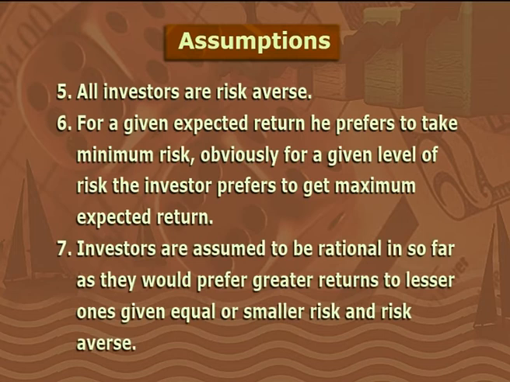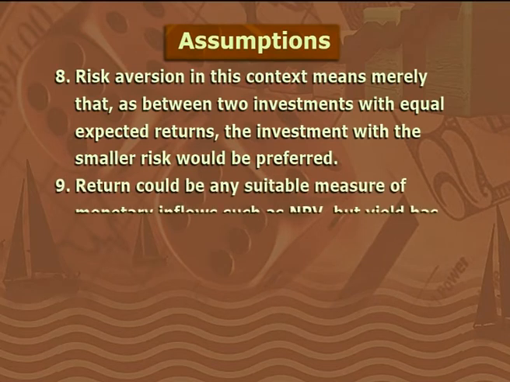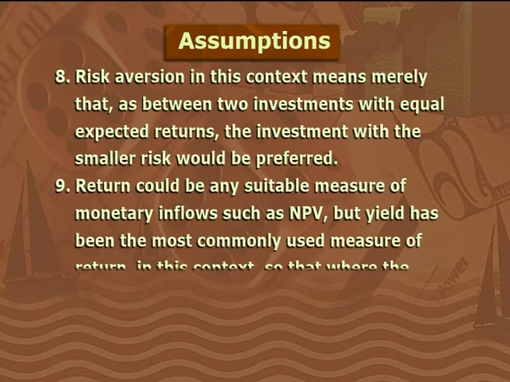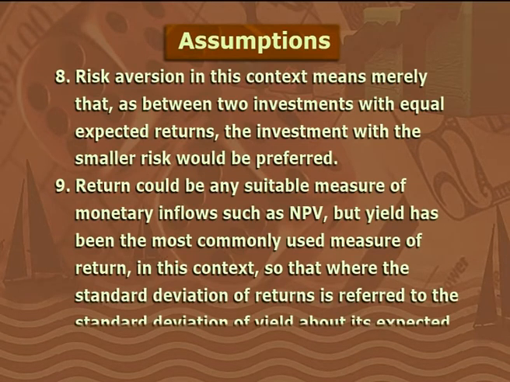Number 7, investors are assumed to be rational insofar as they would prefer greater returns to lesser ones given equal or smaller risk. Number 8, risk aversion in this context means merely that as between two investments with equal expected returns, the investment with the smaller risk would be preferred. Number 9, return could be any suitable measure of monetary inflows such as net present value, but yield has been the most commonly used measure of return in this context, so that where the standard deviation of returns is referred to, it is the standard deviation of yield about its expected value.